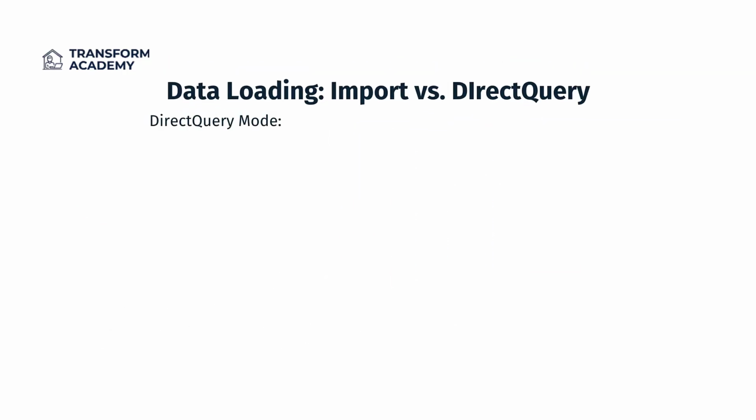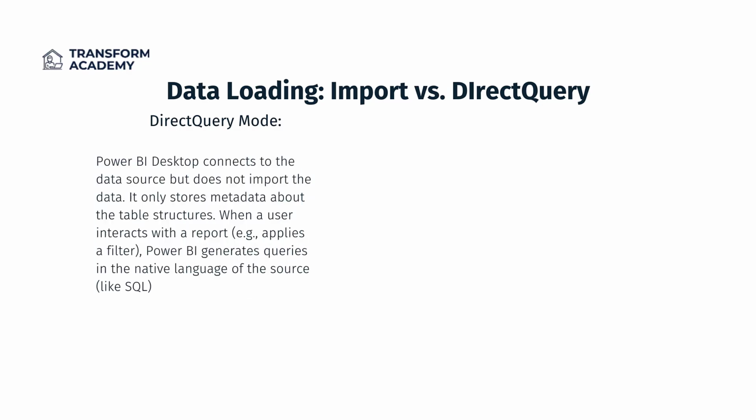DirectQuery mode. Power BI connects to the data source but does not import the data. It only stores metadata about the table structures. When the user interacts with a report, that is, applies a filter, Power BI generates queries in the native language of the source, like SQL, and sends them directly to the source database to retrieve the necessary data in real time.